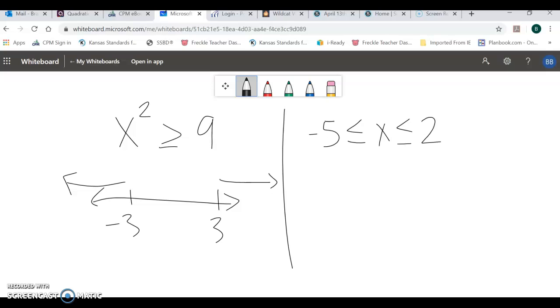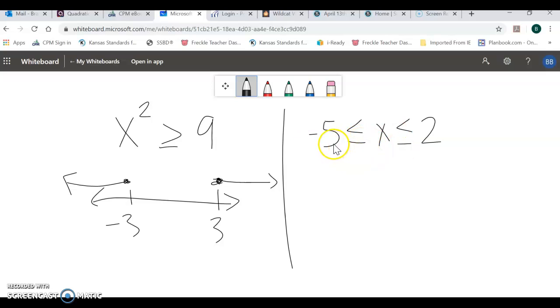Okay, and then you have to decide what kind of dots you need to use on this -3 and 3. Well, it's an or equal to. That means -3 is a solution and 3 is a solution. So we're going to use closed dots on those. And then let's move on to our last example.